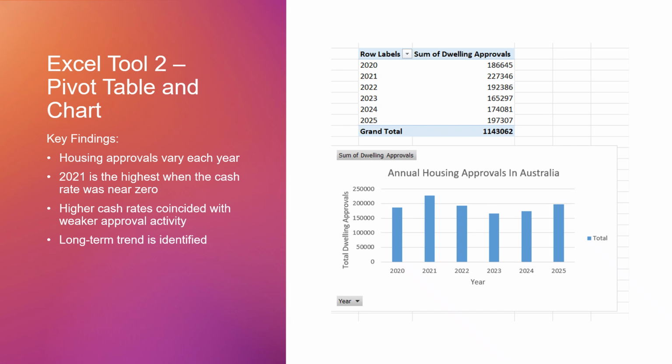To further analyze this data, I used a pivot table and a pivot chart. These tools in particular allowed me to summarize housing approvals by year and identify the longer term trends in construction activity. The table provides a clear summary of the annual housing approvals, while the chart makes it easier to compare the changes which occur across each year.